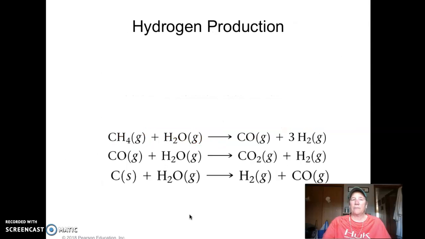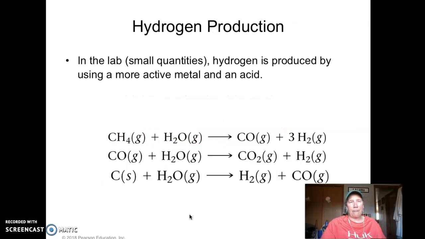When you want to produce hydrogen, they make it in labs in smaller quantities. When you take an active metal, like the alkali metals or the alkaline earth metals, and react it with an acid, you produce hydrogen. And you can see here's methane plus water, and you get carbon monoxide, which is not so good, and hydrogen gas. This is kind of step-by-step. If you take carbon monoxide and add water to it, then you get carbon dioxide and hydrogen. So this is another way of getting hydrogen.